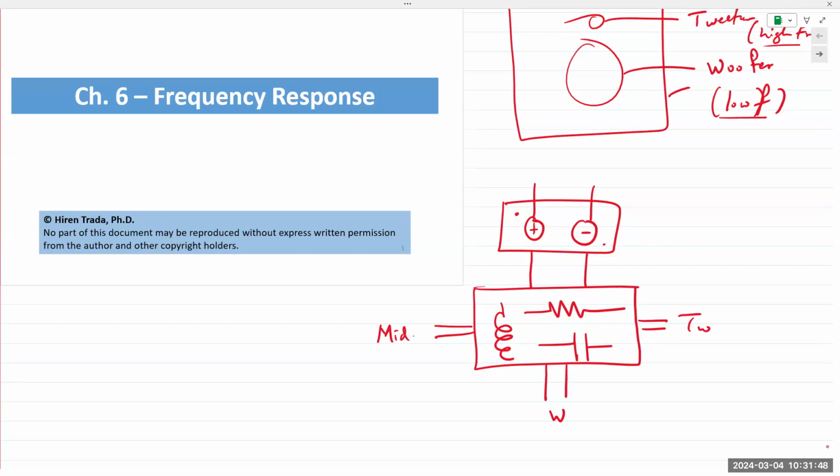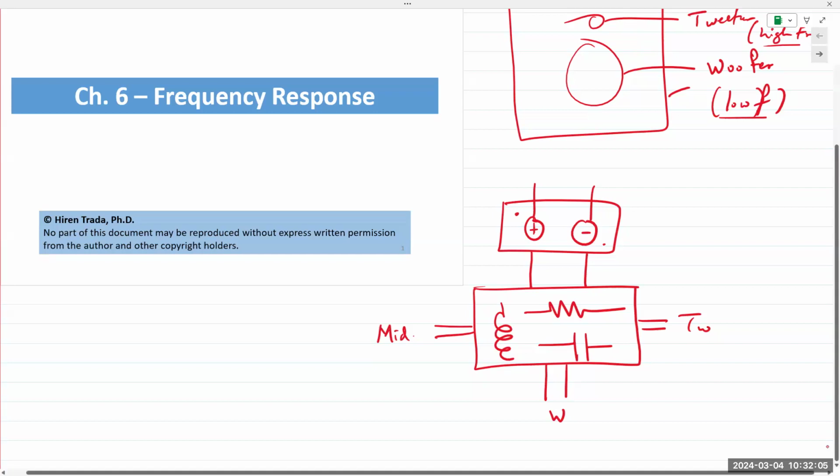Hence, it is known as a 3-way speaker or a 3-way speaker box. Most speakers are 2-way speakers, just the woofer and the tweeter. Especially like car audio systems, it's just a 2-way speaker system. Home audio, it's 2-way speaker system. Okay.